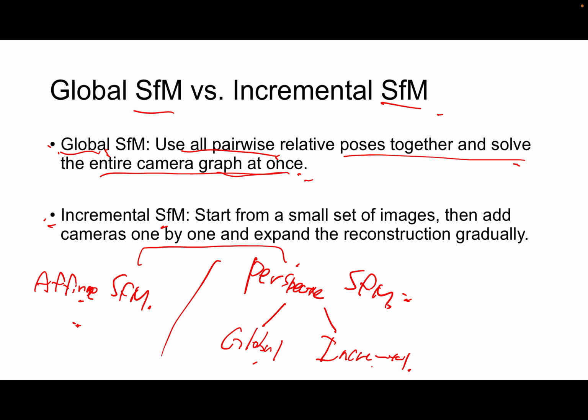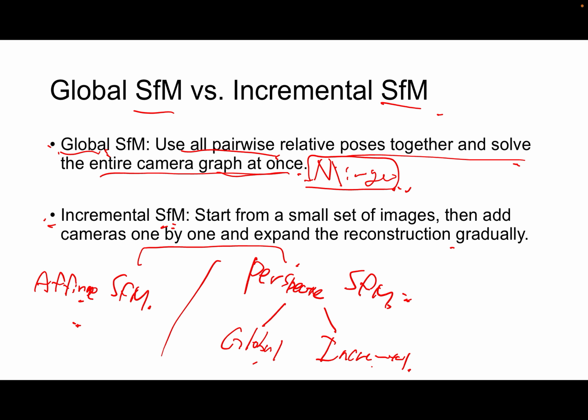And incremental SfM is a little bit different from global SfM. Start from a small set of images and cameras, and add cameras one by one, expanding the reconstruction gradually. So if we have n images, global SfM uses all the images at once to recover camera parameters and 3D structure. That is global SfM.